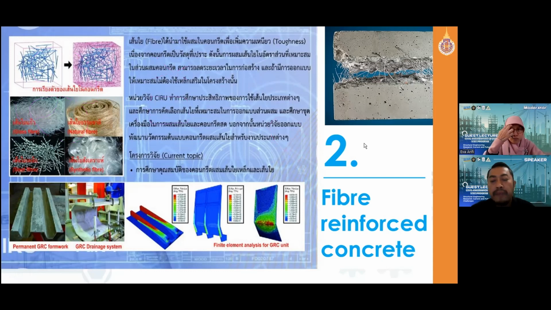Fiber reinforced concrete. Of course, we know that concrete is really good when you apply axial loads or in compression, but it's not really good in tension. So we can add some reinforcing material to improve its properties. For example, we can add fiber to concrete to improve fracture property and tensile property. For example, we have glass fiber, natural fiber, synthetic fiber, and also steel fiber.